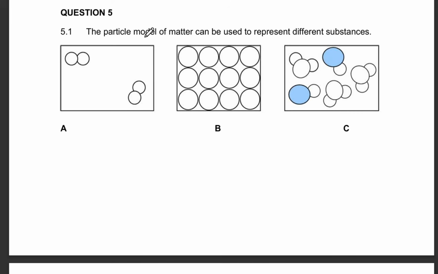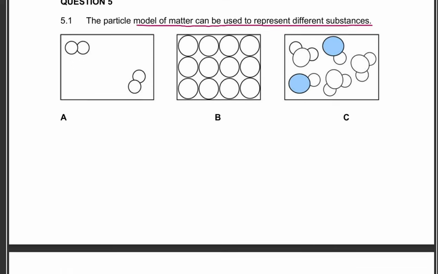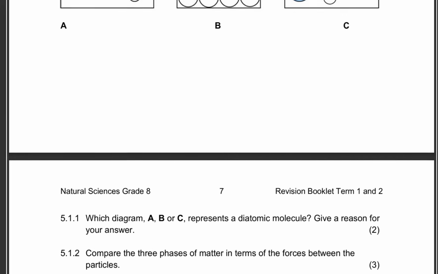The particle model of matter can be used to represent different substances. You are given three diagrams: diagram A, diagram B, and diagram C. Let us look at the questions.